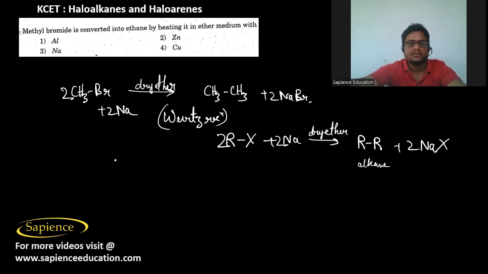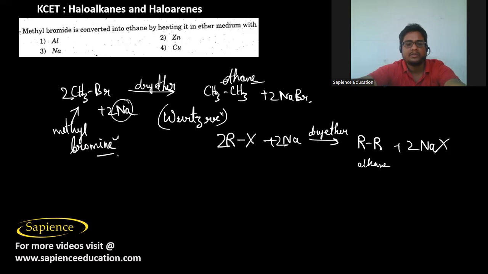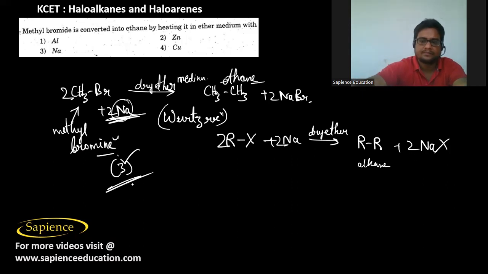So if we want to convert the methyl bromide into ethane, this is the methyl bromide which we want to convert into ethane. It can be done if we use sodium in the presence of dry ether medium. So sodium should be used. So option 3 is the correct answer.